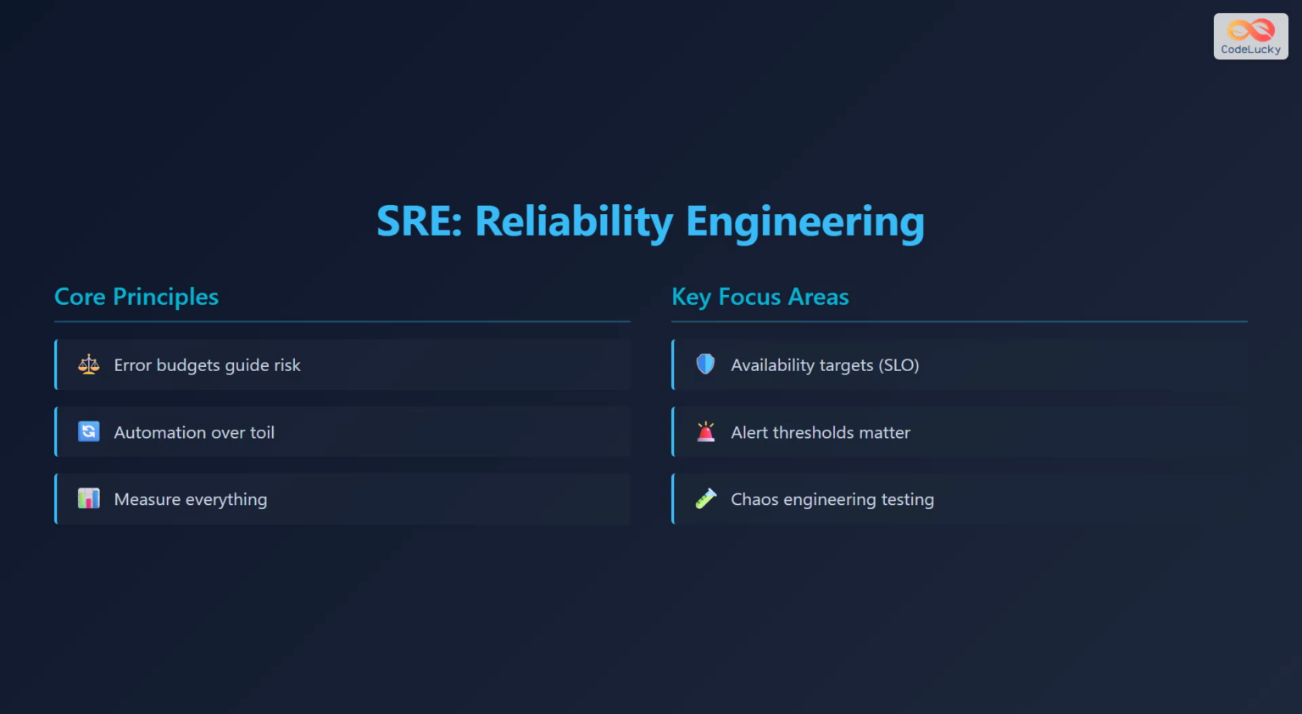SRE also emphasizes availability targets called SLOs. Alert thresholds are carefully tuned so teams respond to real problems without alert fatigue. Chaos engineering testing involves deliberately introducing failures to discover system weaknesses before they cause real incidents.